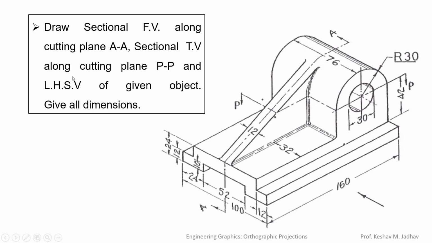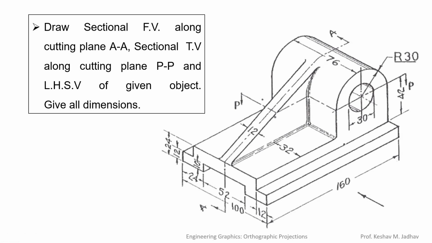Sectional top view along cutting plane PP. So this is the cutting plane PP. And left hand side view of given object. Give all dimensions. So here we have to draw sectional front view, sectional top view and left hand side view, and we have to give all the dimensions.